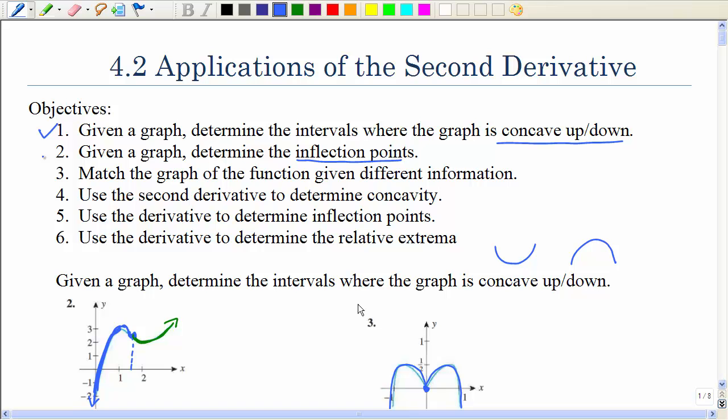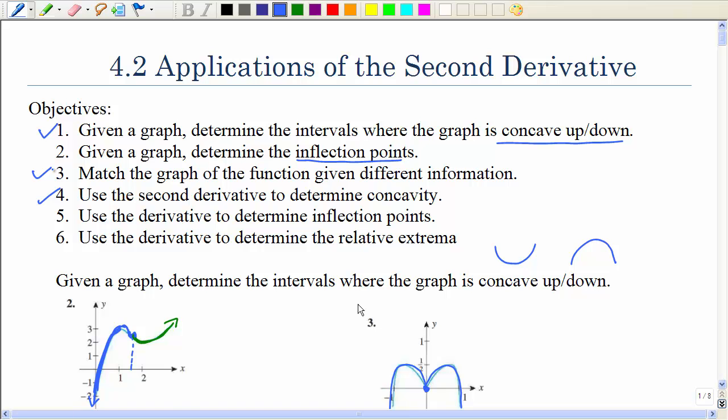In part one of the video, we looked at the graphs to see where they were concave up and concave down. We also matched graphs to the different information, looking at what the first derivative and second derivative told us about the graph. And then we used the second derivative to determine the concavity.